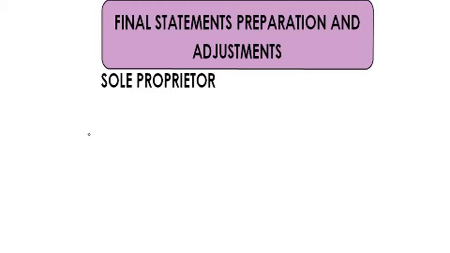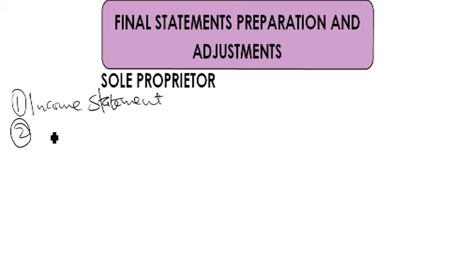In today's lesson, we learn about financial statements, their preparation and adjustments. If we reflect on sole proprietor accounts, the final statements of a sole proprietor are, the first one, the income statement, and the other one is the balance sheet. These are the final accounts of a sole proprietor.